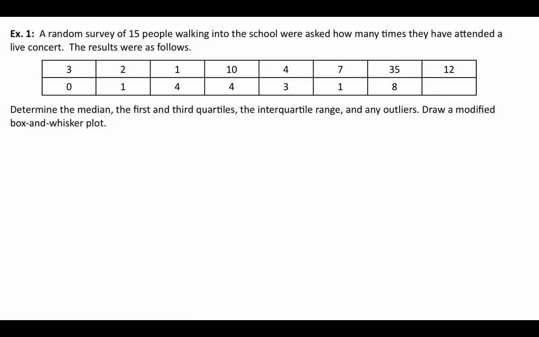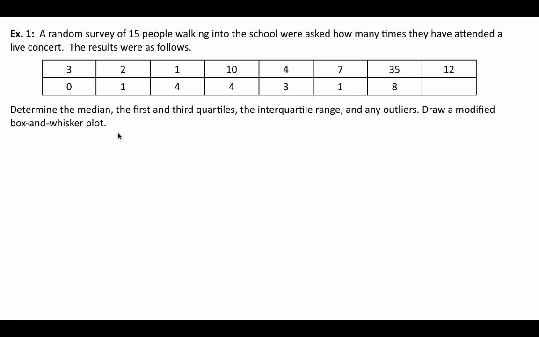All right, so here we go. A random survey of 15 people walking into the school were asked how many times they've attended a live concert. So these were the results. So we had 3, we had 2, we had 1, we had 10, and so on and so forth. Determine the median, the first and the third quartiles, the interquartile range, and any outliers. Draw a modified box and whisker plot if necessary. Otherwise, just a box and whisker plot.